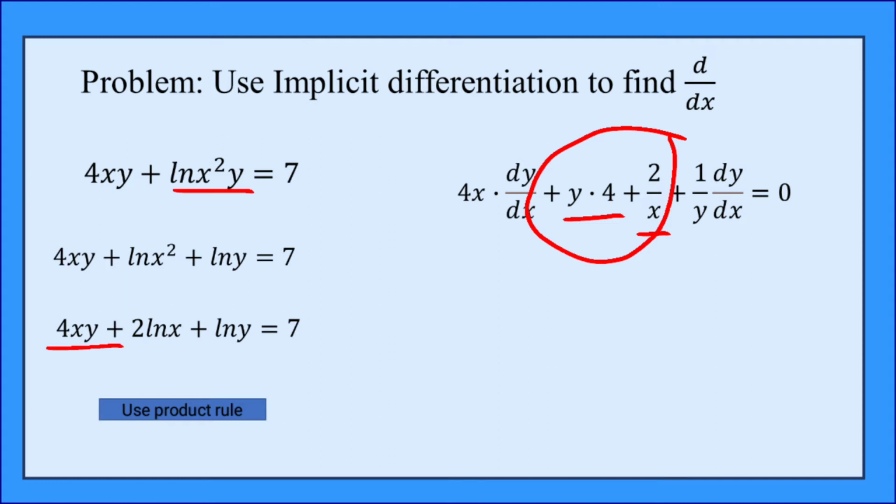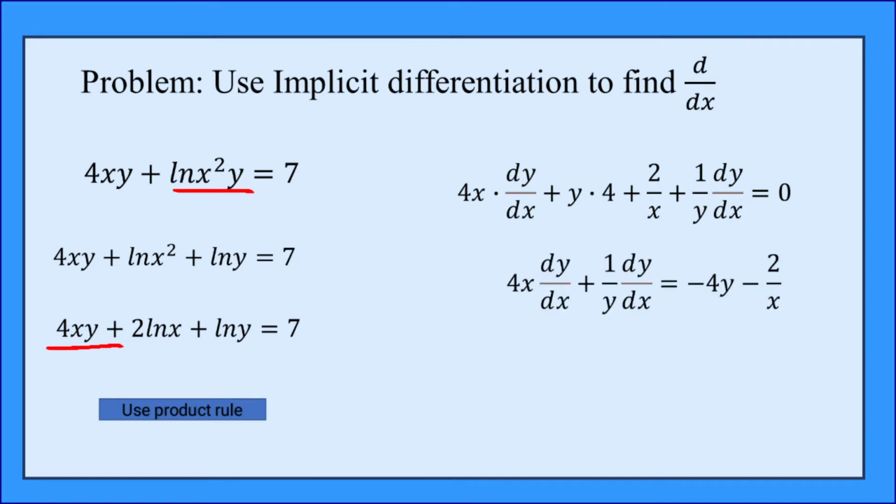Right, so there remains 4x dy over dx plus 1 over y dy over dx. So we're just collating all of the dy over dx here at the left side of the equation, and we're going to transpose to the right side of the equation the remaining terms. Since here we have a positive 4y, when we transpose it to the right side, it will become negative 4y. And then the positive 2 over x here will become negative 2 over x.